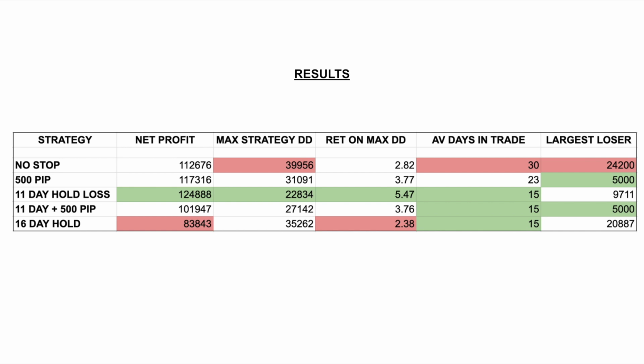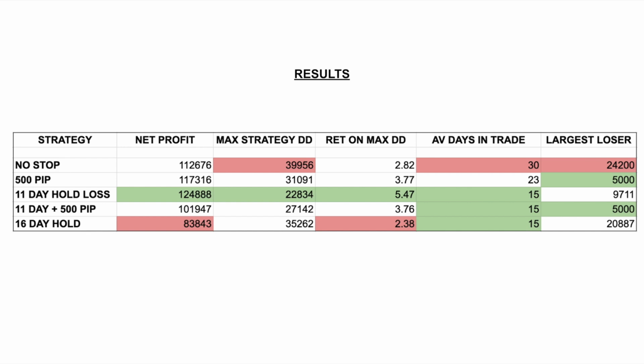And the 11-day hold with the 500 pip stop loss, again, so we've got a guaranteed, or as guaranteed as it can get, 500 pip loss, so we can see we have got the 5,000. And the 16-day hold, regardless of profit or loss, had a very high largest loser of 20,000. So that's the bulk of the results which I wanted to show you. I think it's quite useful the way I've put it into that table like that. Let me know what you think.